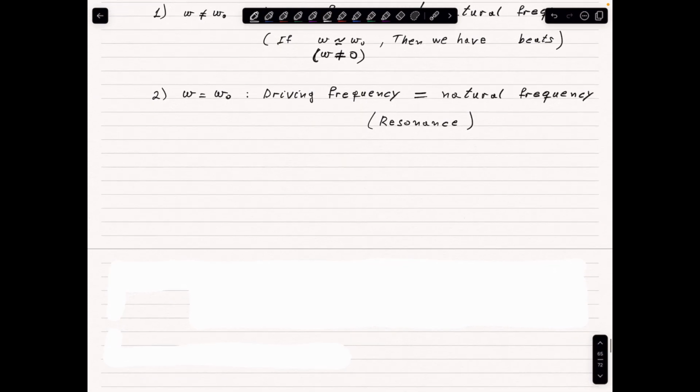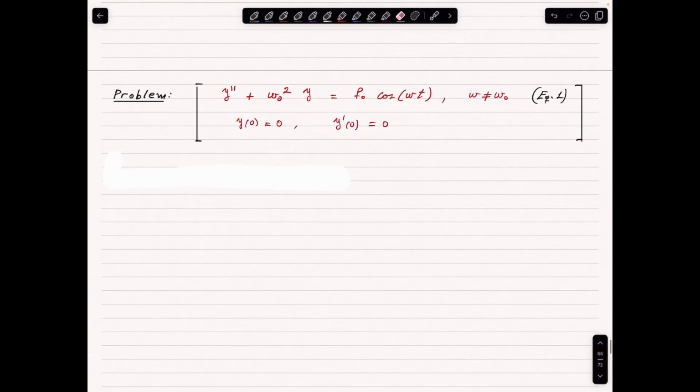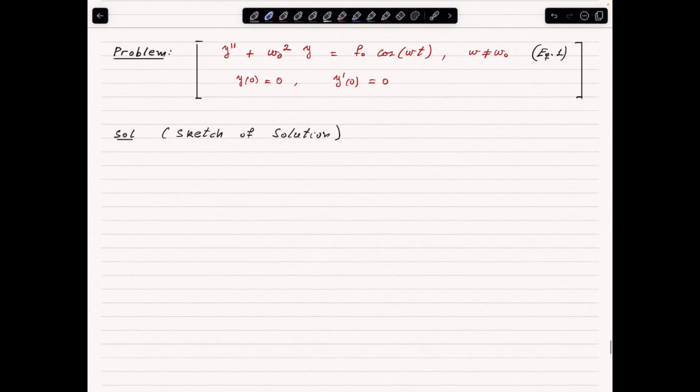Okay, let's start with the first case above. We have our differential equation, we have our source, and we are going to consider the case where the driving frequency omega is different from the natural frequency omega 0. So let's try to sketch the solution. We are not going to do all the calculations, we are going to leave some for the viewer. What do we need to do to solve this problem? One thing we need to do is first solve the homogeneous equation, isn't it?